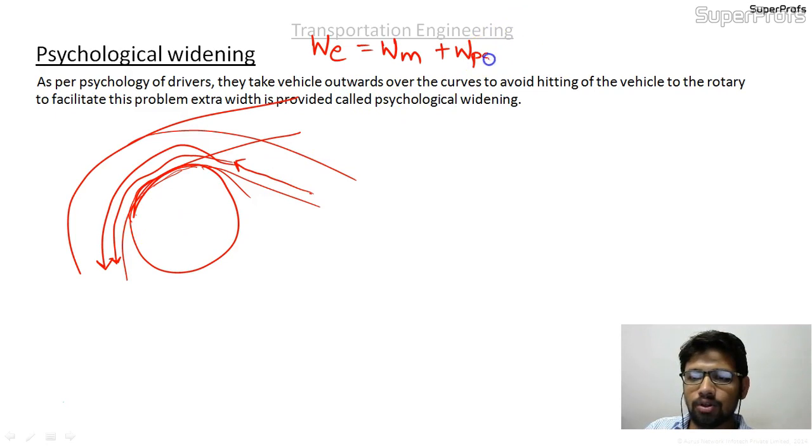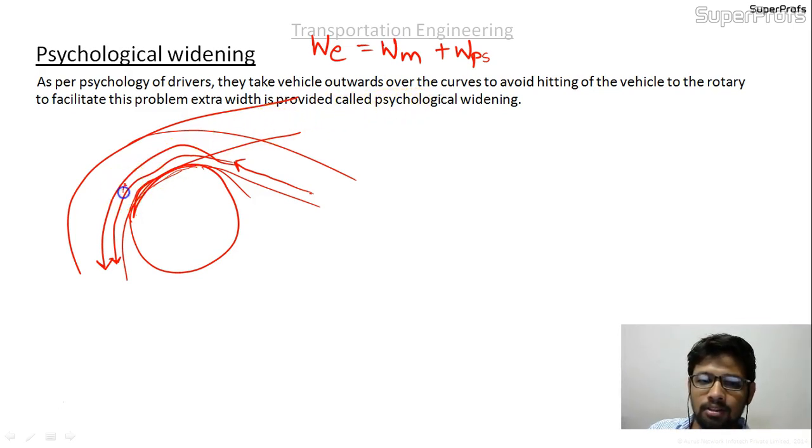It is the psychology of human beings. As per the psychology of drivers, they take the vehicle outwards over the curves to avoid hitting the rotary. To facilitate this, extra width is provided, which is known as the psychological widening, denoted Wps.